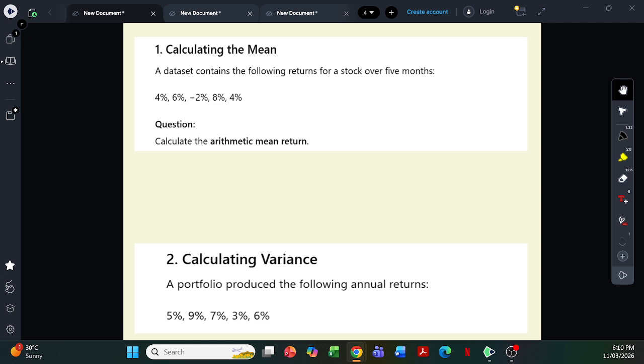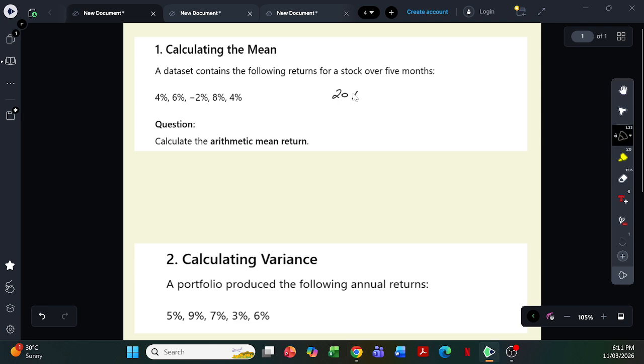Okay, so simply what we're going to do here is 20%, which is the summation of all these numbers divided by 4. Oh, sorry, 5, because there are 5 observations, so that gives us the answer as 4%. So that's what we call the mean return.